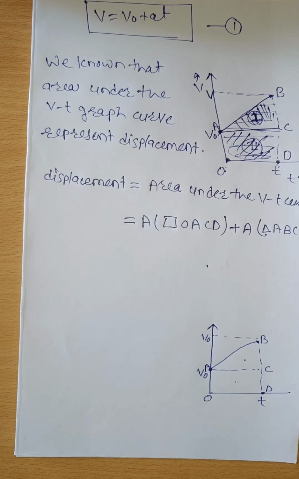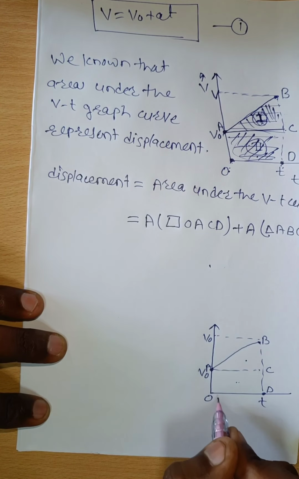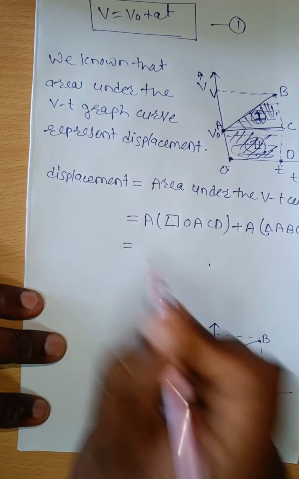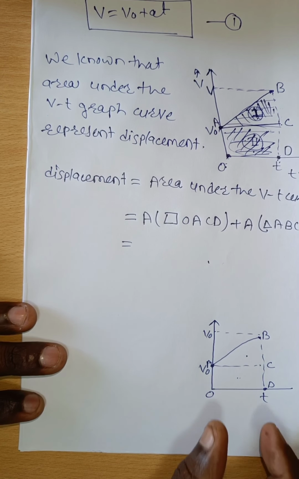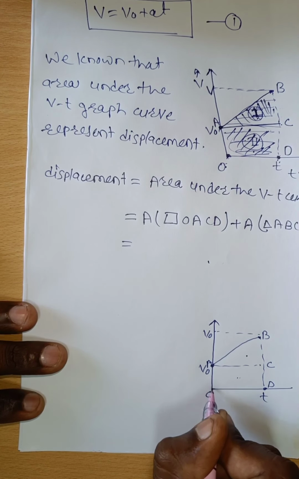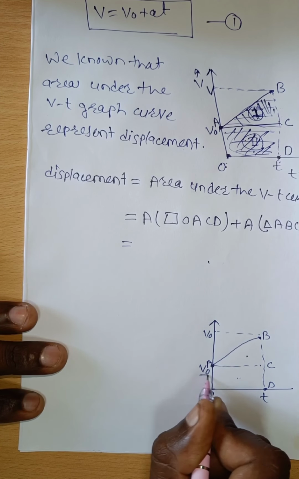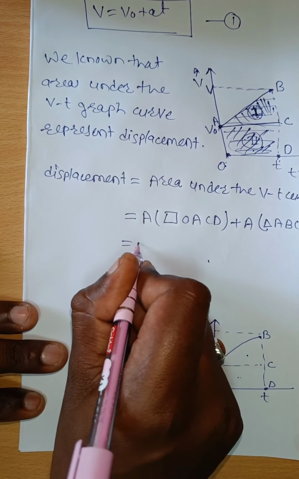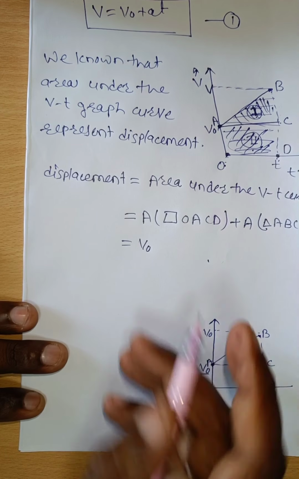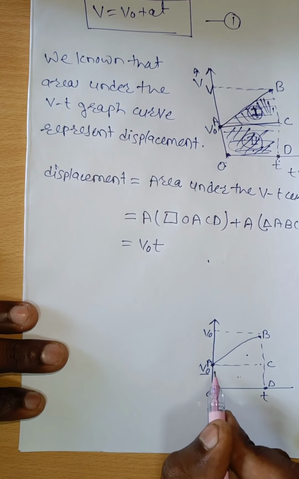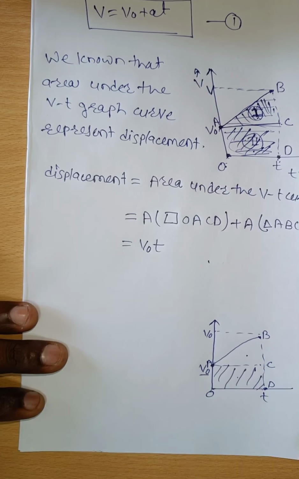Now see here, the area of the rectangle OACD. We have to find out this much area. What is the area of the rectangle? Area of the rectangle means length into breadth. Suppose this is the breadth, from 0 to v naught. How much velocity is there? That is v naught. And from here to here the distance is t, means v naught t. Area of rectangle OACD is v naught into t.